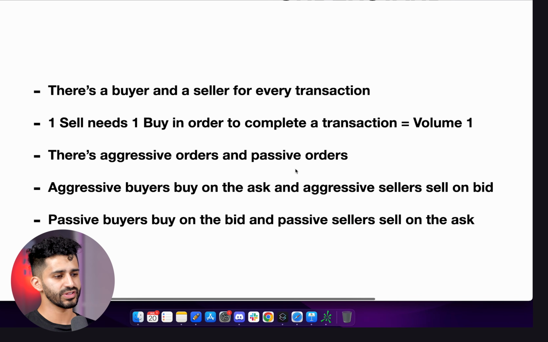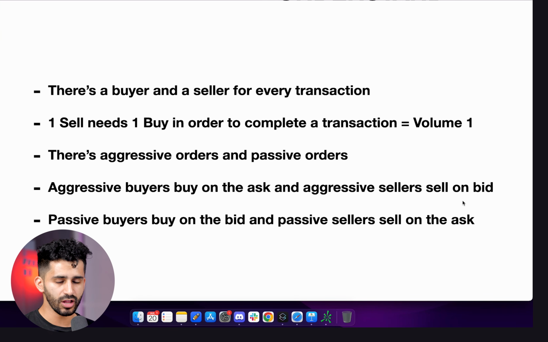There's aggressive orders and there's passive orders. Aggressive buyers buy on the ask. They are hitting the ask. If you are an aggressive buyer, you will pay whatever the market wants for that particular security. Aggressive sellers sell on the bid. They're looking to aggressively sell on the bid.